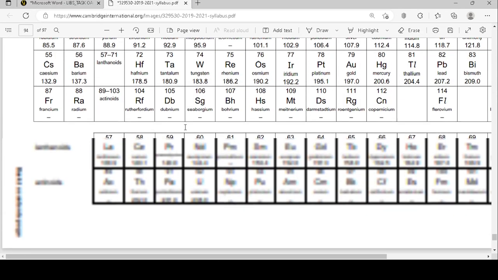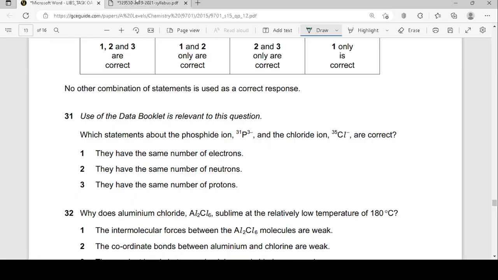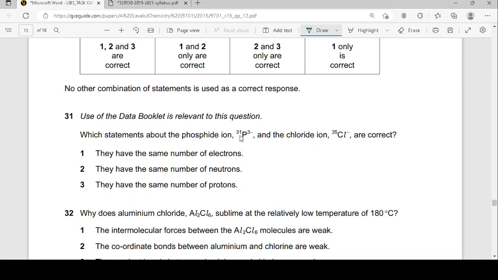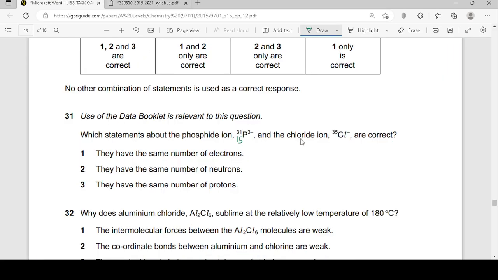So I just open my periodic table. Really good. Phosphorus-31, 3 minus. Let me check how many protons it has. 15. I'm going to write that there as well. And chloride ion, chlorine-35, minus, that has 17 protons. Now, which statement is correct?